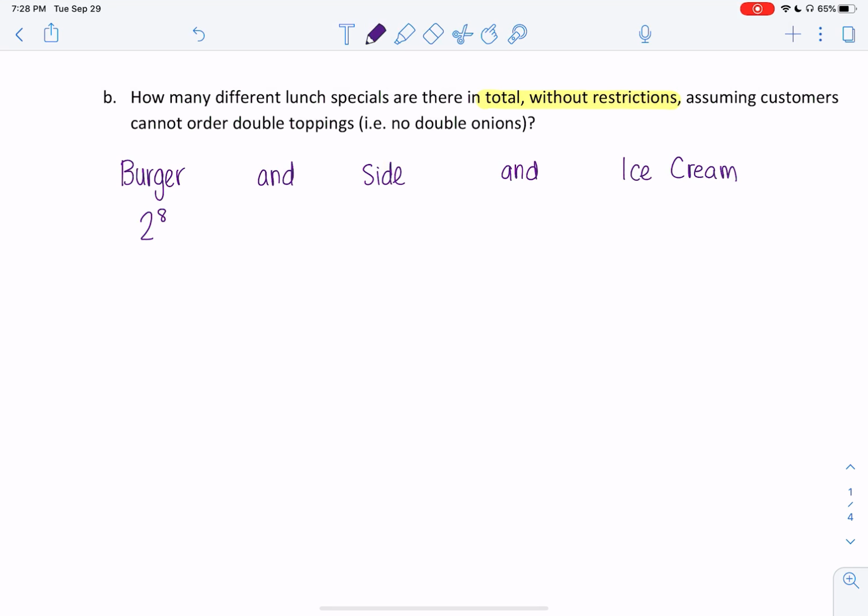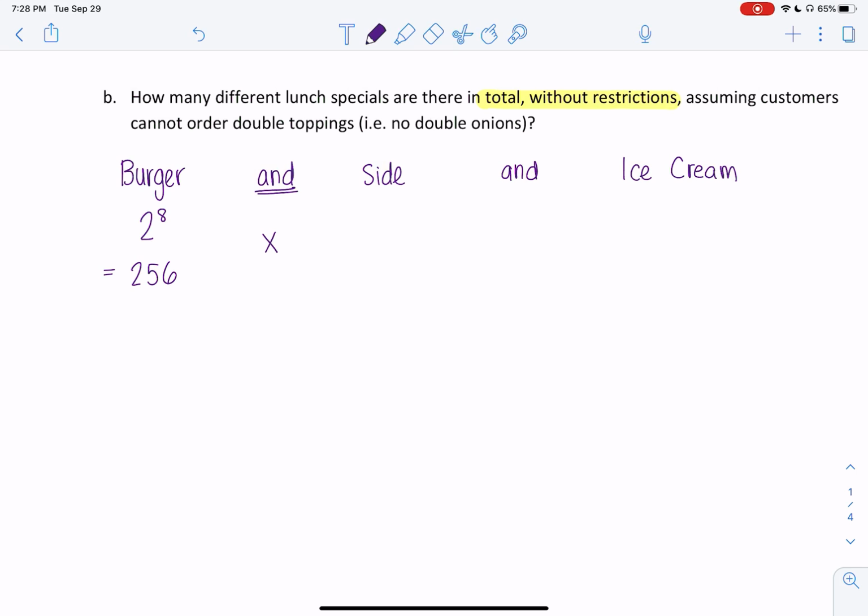So we have 2 to the power of 8 because it's our binary rule. Again, ketchup, yes or no, mustard, yes or no, etc. So if I put that in my calculator, I'll get 256. Now for our lunch special, we have a burger and a side. So because I'm saying the word and, it's telling me that I multiply.